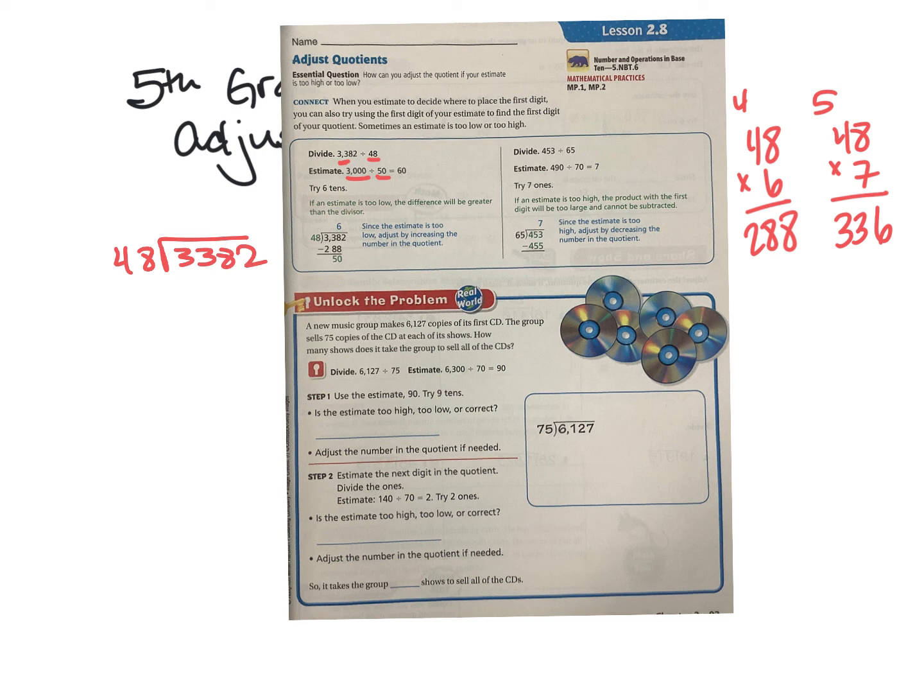We realized 6 was too low. We adjusted, made it a 7 instead. We know that's 336 with 2 left over, and 48 times 0 is going to put me at 22. So I'm going to end up with a remainder of 22. I can make that a fraction. I can reduce that fraction. That's not my focus on this one right now. I want to just get you used to making the adjustments to these.